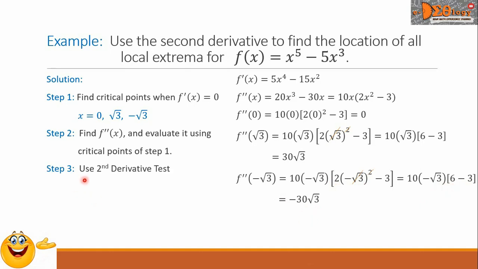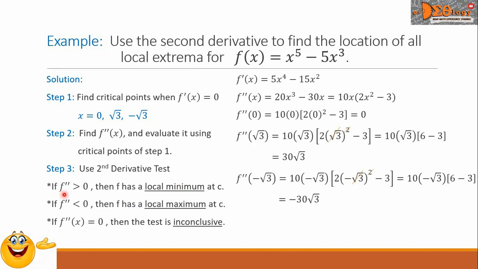For step 3, let us now use the second derivative test. We say that if the second derivative is greater than 0 or positive, then the function f has a local minimum at the point C. Second, if the second derivative is less than 0 or negative, then f has a local maximum at the point C. But if the second derivative of the function equals 0, then the test is inconclusive, meaning there is no conclusion.